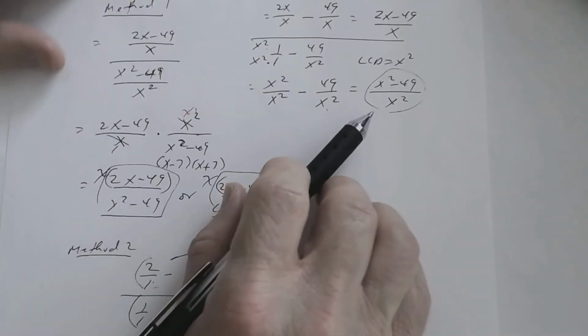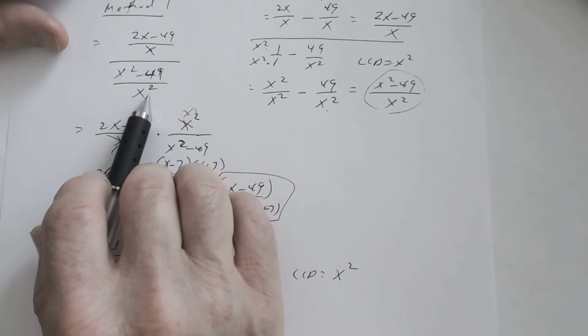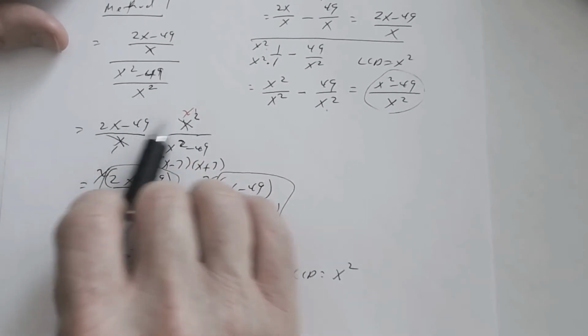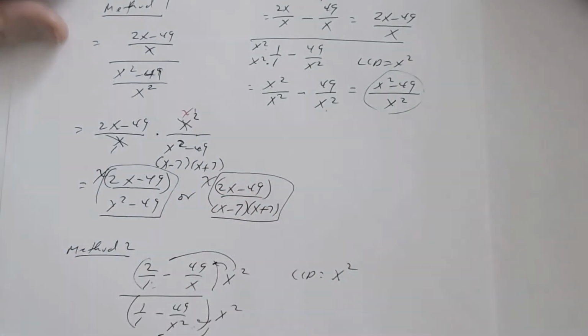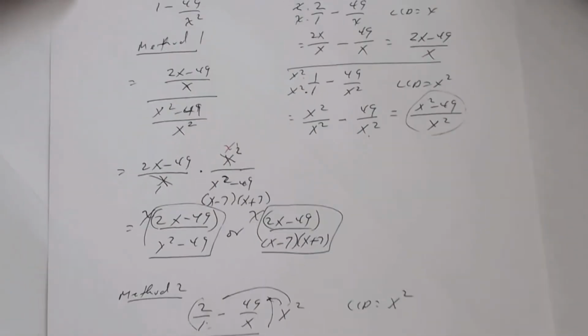Just be careful here, because I did make a mistake when I transferred it from here to here. I put just x instead of x squared. So we've got to go back and fix this. So it's easy to make a mistake in some of these. So just be careful. All right. So that was number 2. Let's look at number 3.